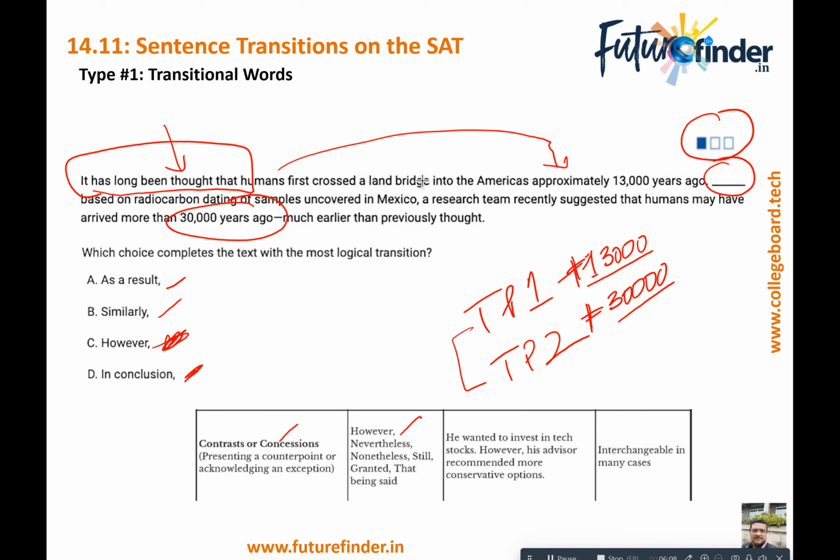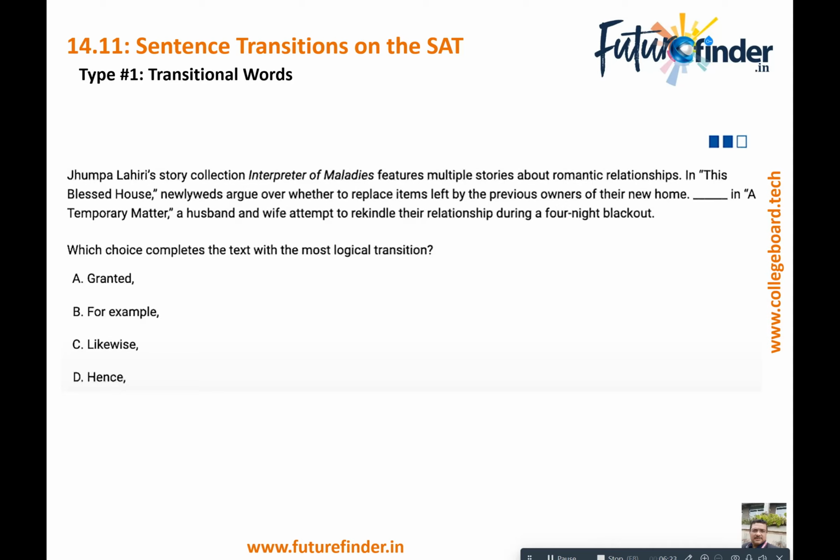And in conclusion is to conclude something. We are not looking at any conclusion. So the most likely answer to this one, which is an easy one, is the answer choice C, right? So let's move on to the next one, which is level 2 difficulty on the SAT.